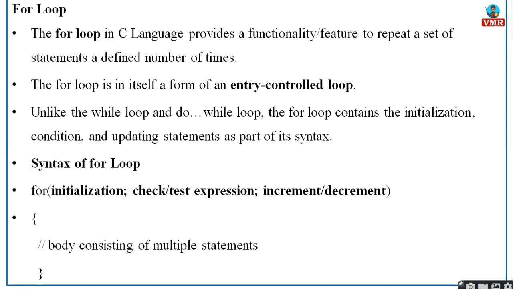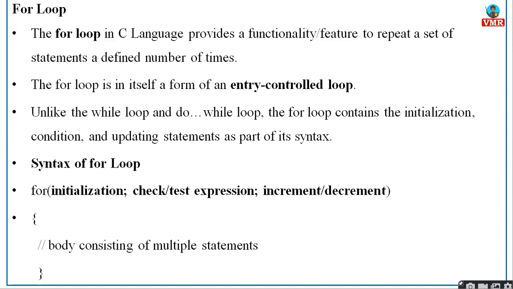The for loop is in itself a form of entry control loop, because at the beginning only you will check the condition. Unlike while and do while, the for loop contains initialization, condition, and updating statements as a part of its syntax. Updating is nothing but your increment or decrement. Till now, in while you used to write i equals 0, then provide the condition, and after writing those statements you increment the variable value, right?